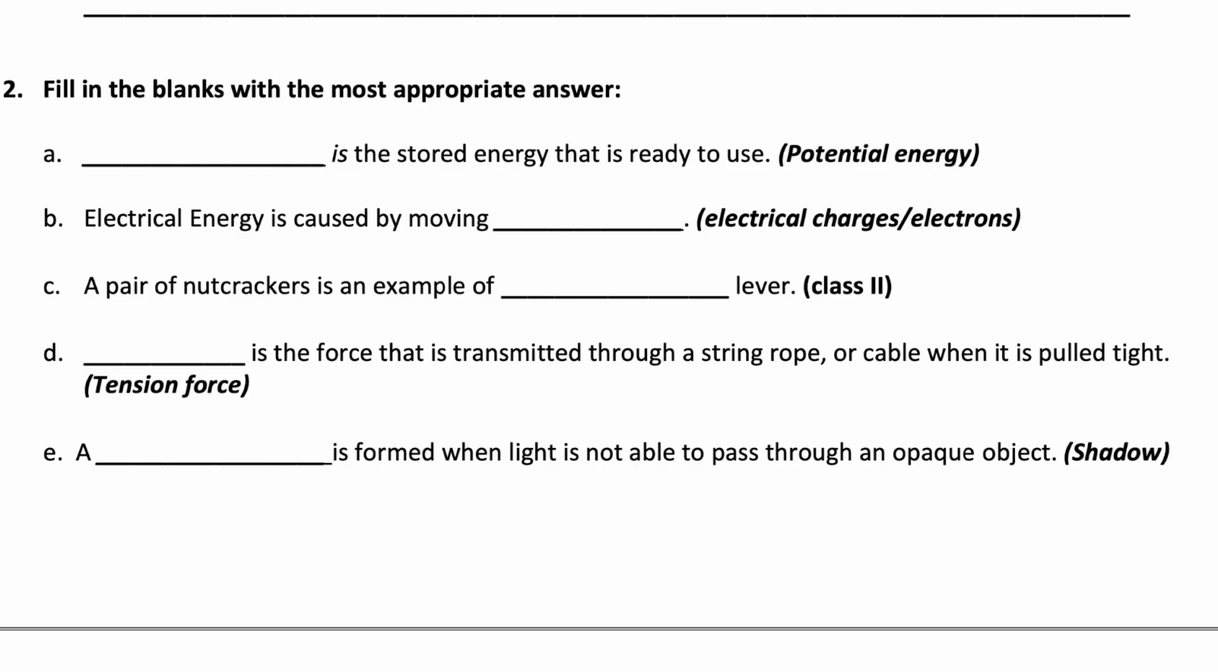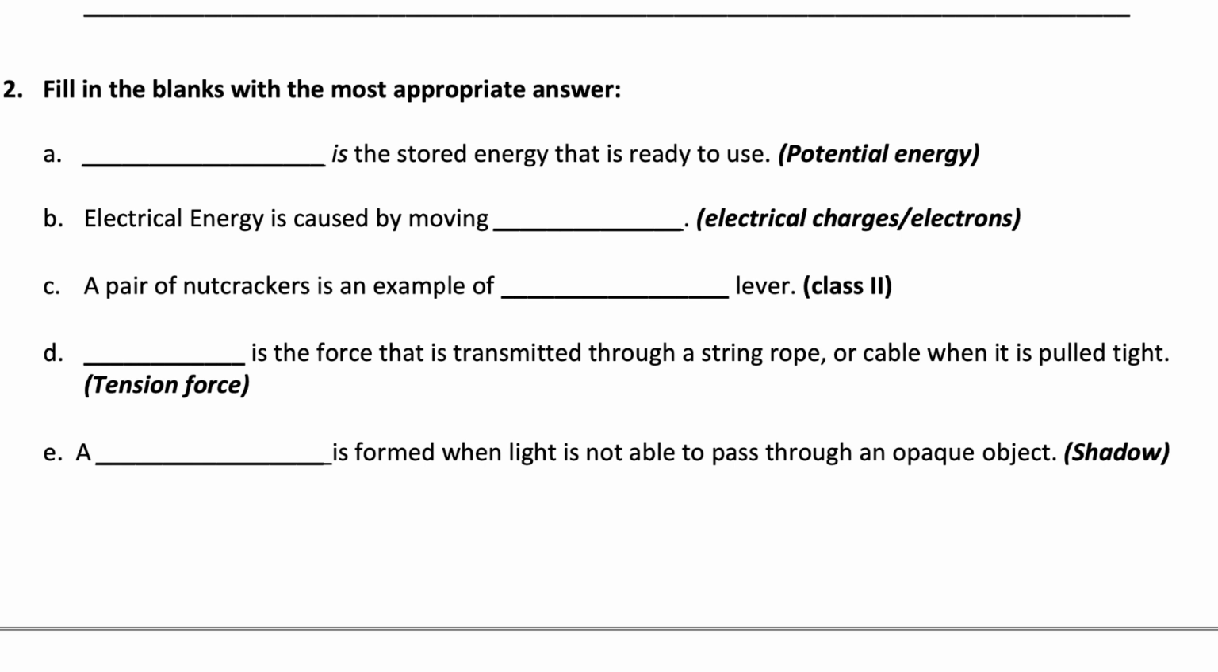Fill in the blanks with the most appropriate answer. First, dash is the stored energy that is ready to use. Answer is potential energy. Potential energy is the stored energy that is ready to use. Second, electrical energy is caused by moving dash. The answer is electrical charges, or you can say electrons. So the electrical energy is caused by moving electrons.